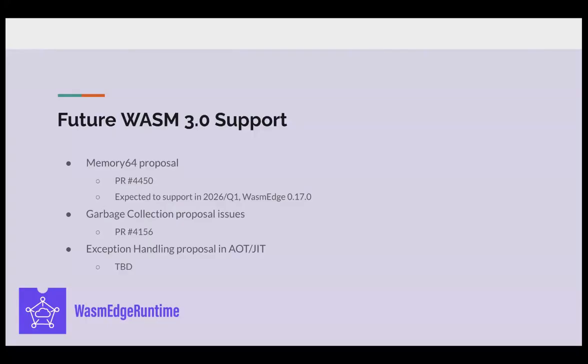The final proposal we will support in Wasm 3 in WasmEdge is the memory64 proposal. The next one is garbage collection. We have some garbage collection issues, and we already have a PR on it, but we are still working on this PR because there are some issues. But for the implementation, we already support the garbage collection proposal in both interpreter mode and ahead-of-time compiler and JIT mode.